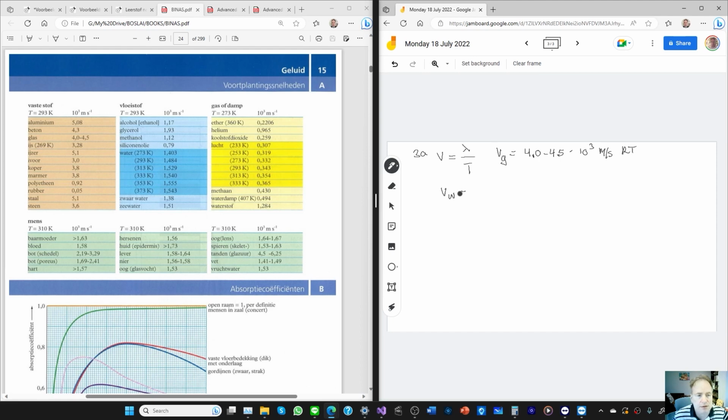So v water is 1.484 times 10 to the power 3 meters per second at room temperature. So v glass is actually much faster than the speed in water. So lambda glass is also larger than lambda in water. So that should be the right answer.